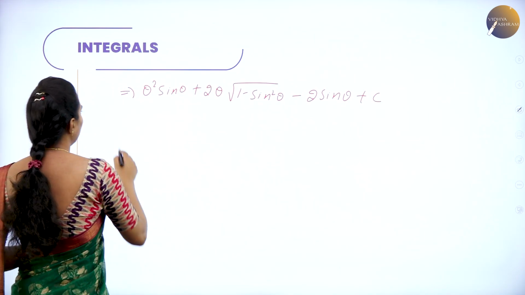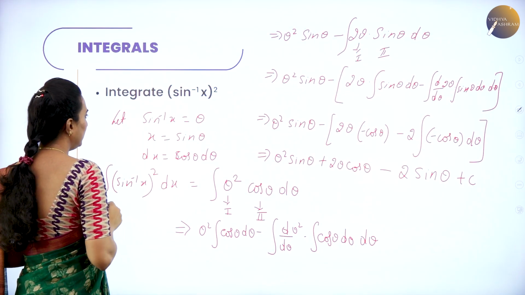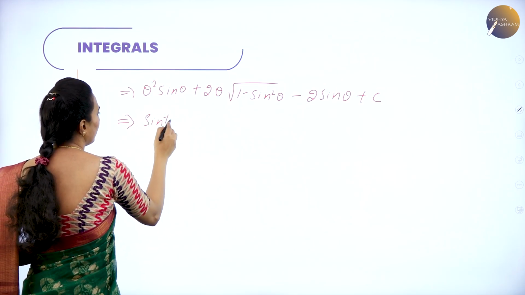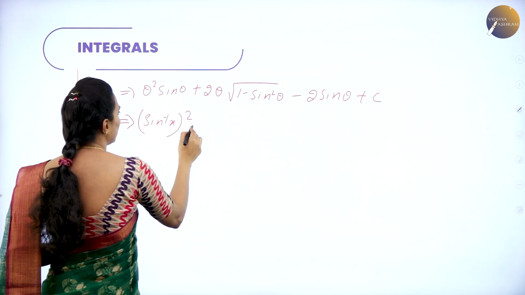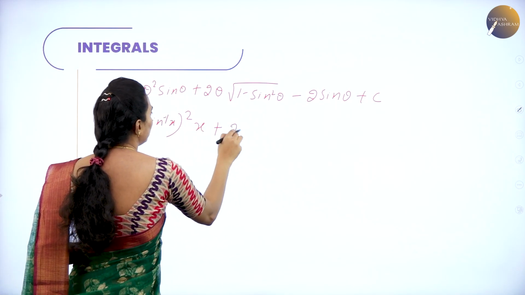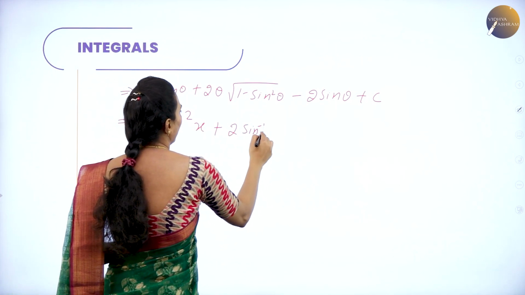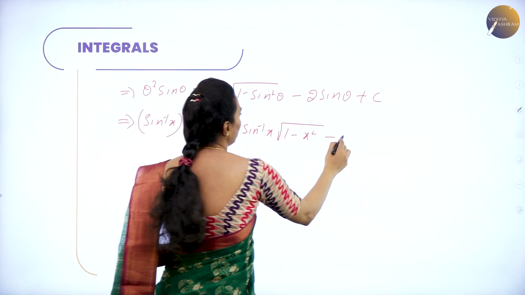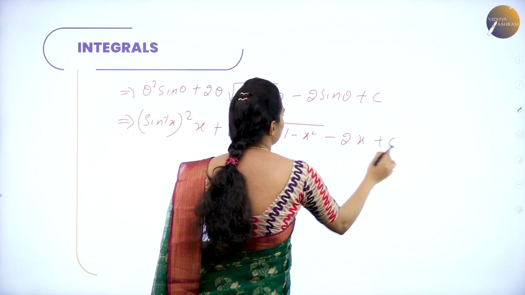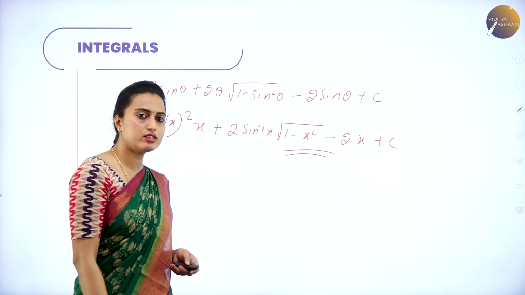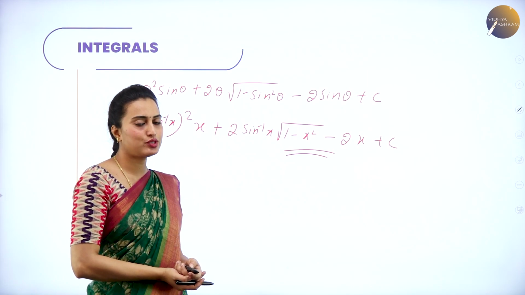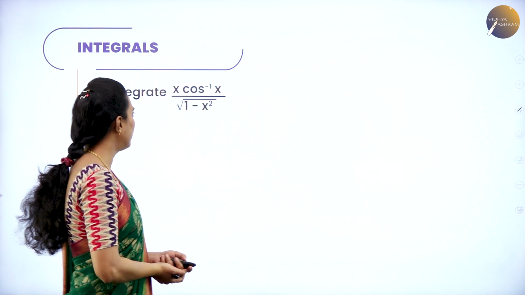Yes. Now substituting back, theta is nothing but sine inverse of x. So sine inverse of x whole squared, sine theta is nothing but x, plus 2 theta is nothing but sine inverse of x into under the root 1 minus x squared, minus 2 sine theta is nothing but x, plus c. And this is your final answer. You are going to get it, dear students. I hope you understood this one also. Now we'll be moving on to the next problem.